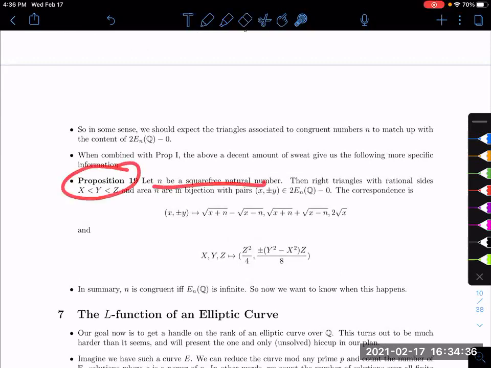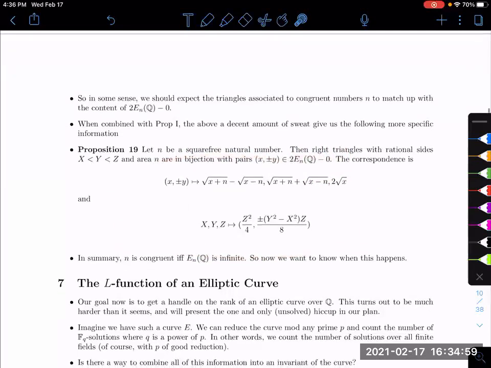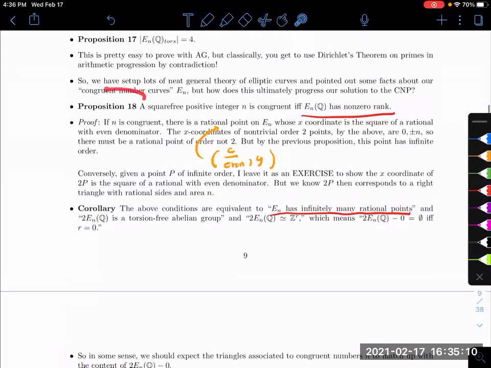So let n be a square-free natural number. Then the right triangles with rational sides, x less than y less than z and area n, are in bijection with the following: pairs of points, (x, plus or minus y), that live in this 2 e sub n q minus the point at infinity. And in fact, I wrote the correspondence for you here, and you can check that out later when I send these notes out, but I don't really want to talk about it because we don't actually need this correspondence. All we need is this theorem here. This really should just be a theorem, right? This is a little bit more important than a proposition, I think.